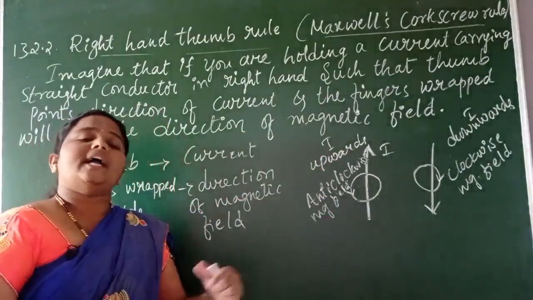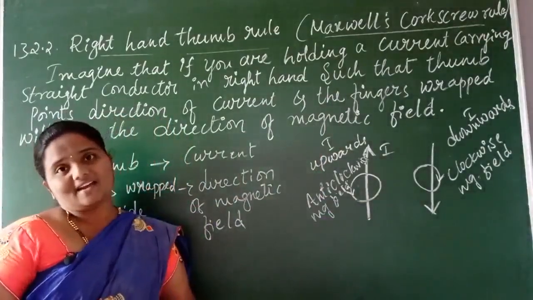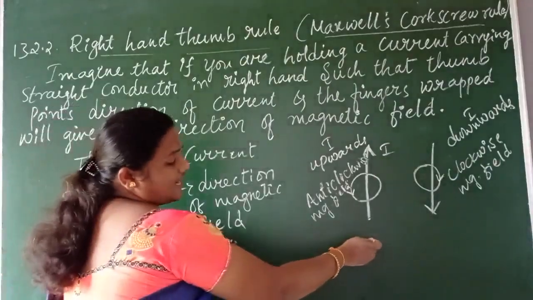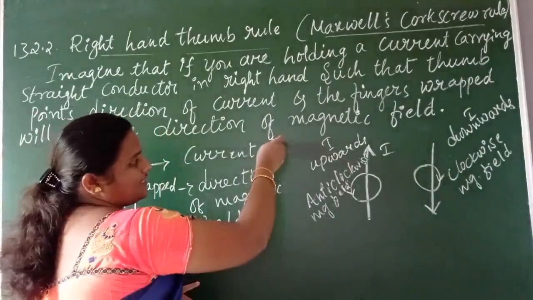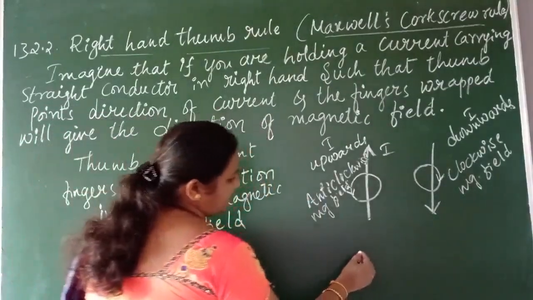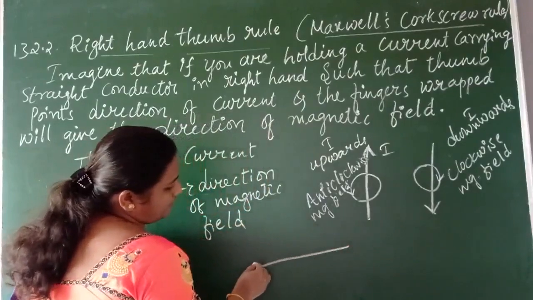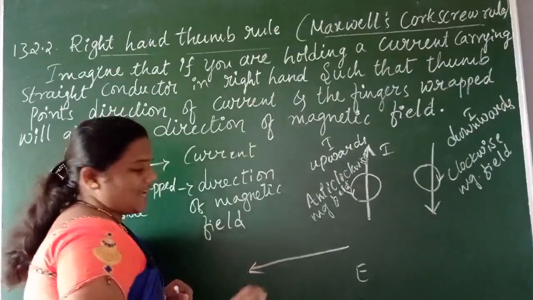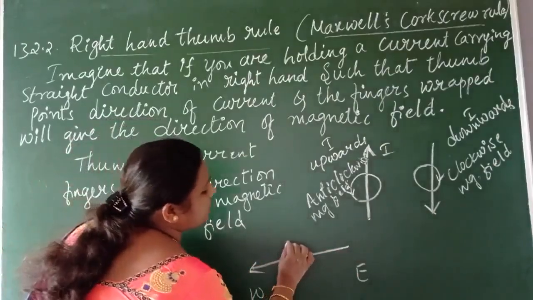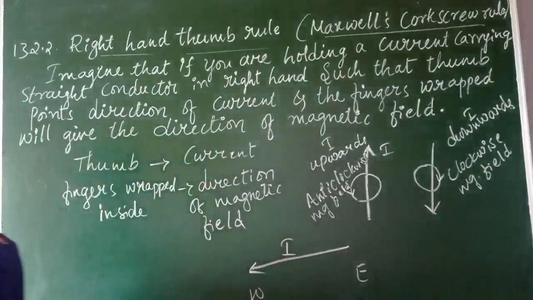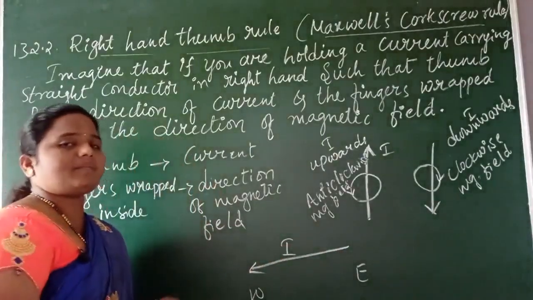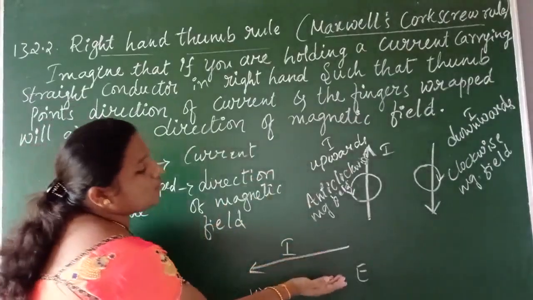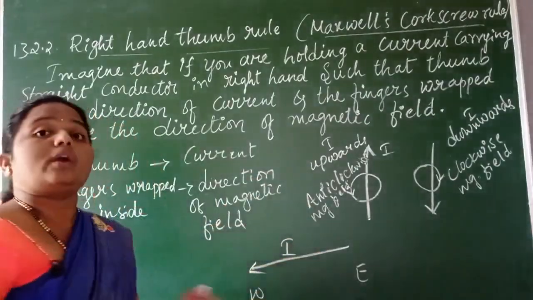Imagine a current is flowing through a horizontal line from east to west. This is the east direction, this is west, and this is north and south. The current is flowing from east to west. This arrow line is indicating the direction of the current. So what is the direction of the magnetic field when you look at it above the wire and also below the wire?